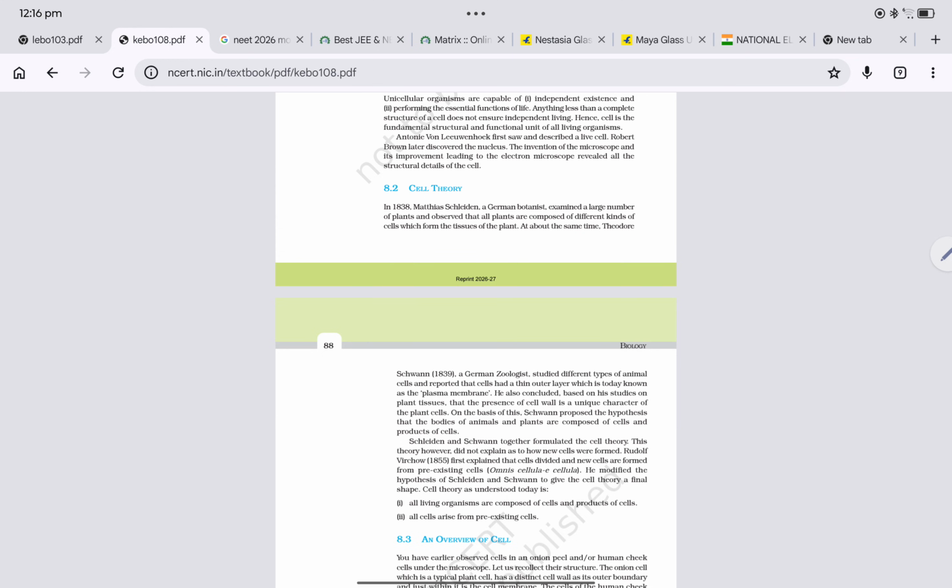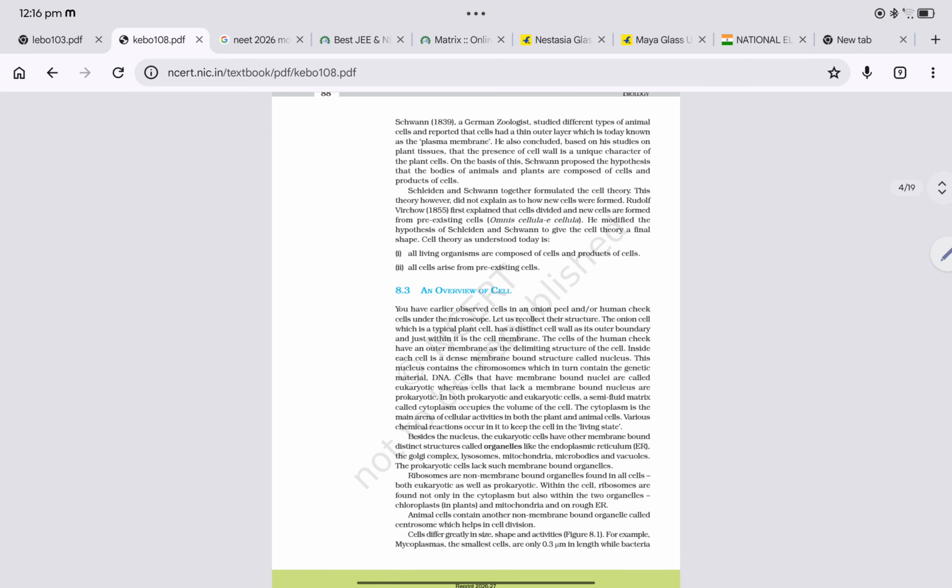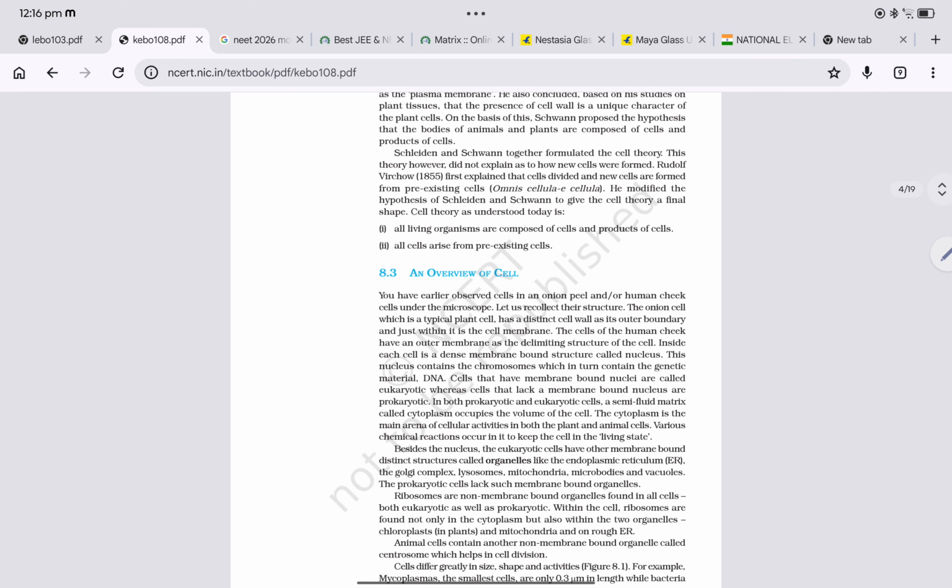8.3 An overview of the cell. You have earlier observed cells in an onion peel or human cheek cells under the microscope. Let us recollect their structure. The onion cell, which is a typical plant cell, has a distinct cell wall as its outermost boundary, and just within it is the cell membrane. The cells of the human cheek have an outer membrane as the delimiting structure of the cell. Inside each cell is a dense membrane-bound structure called the nucleus. This nucleus contains the chromosomes, which in turn contain the genetic material, DNA.